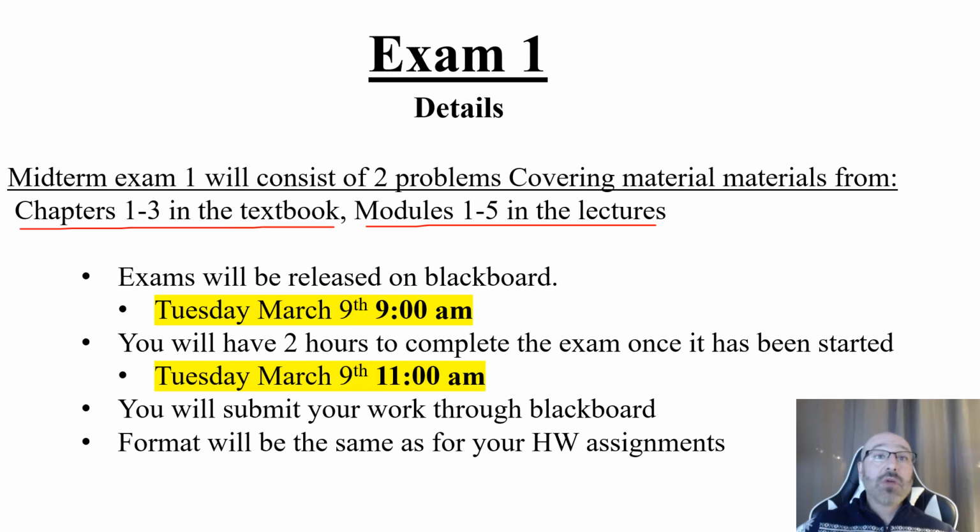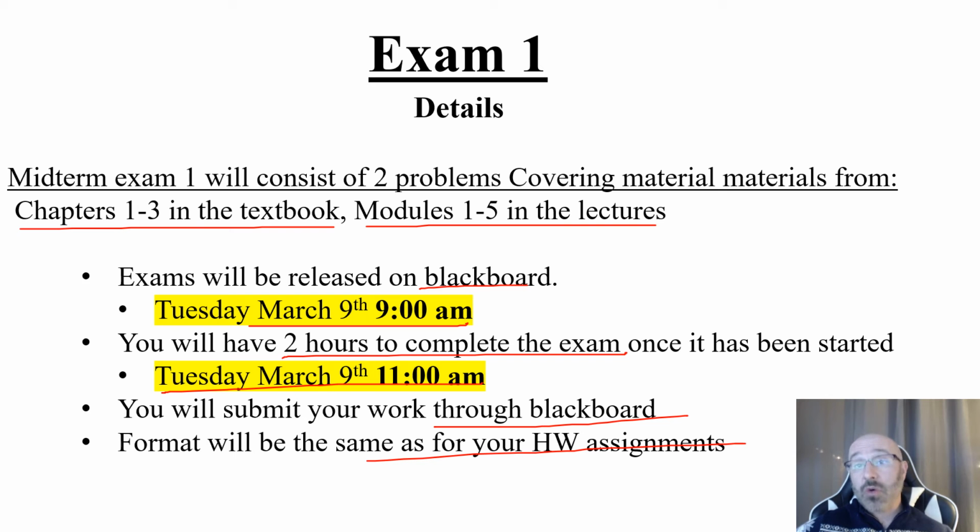So the exam will be released on Blackboard on Tuesday, March 9th at 9 a.m. You'll have 2 hours to complete the exam once it's been started. It'll be due Tuesday, March 9th by 11 a.m. So you'll submit your work through Blackboard the same way you would for the homeworks, and it'll be graded the same way as your homeworks are graded using that same rubric.